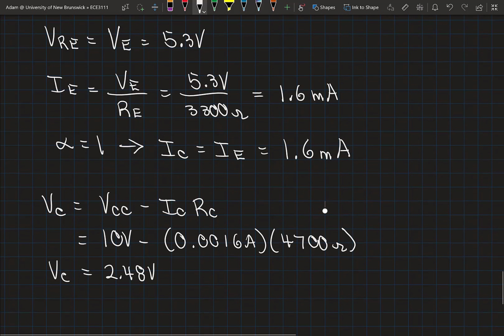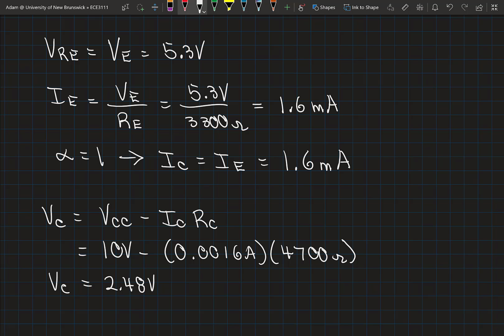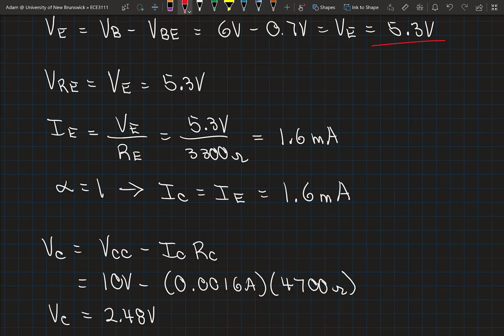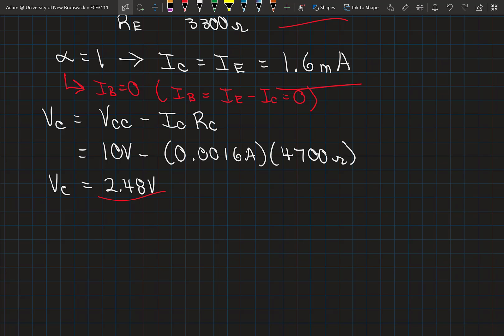Okay, so I've got my voltage at the base, which was given. I've got my emitter voltage here. I've got my collector voltage. I've got my emitter current, and I've got my collector current, and in fact I have my base current, although I didn't state it. Again, my base current would be equal to 0, because remember that base current is the difference between emitter current and collector current, and in this case that difference is 0, because we're assuming an ideal BJT, which is again not realistic, but just to simplify the problem.